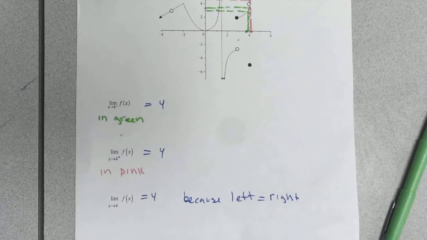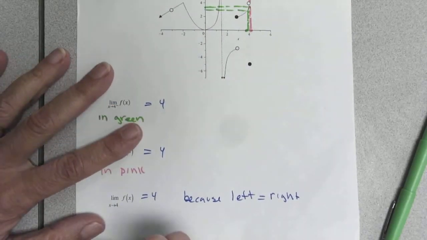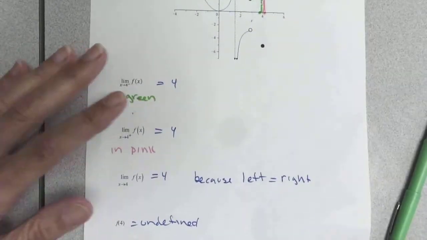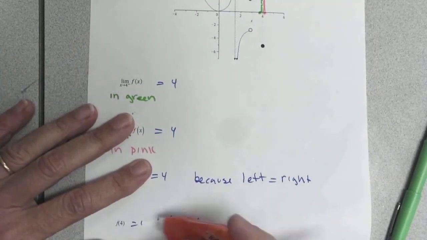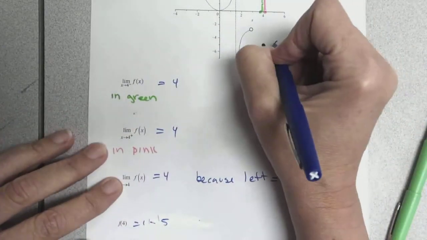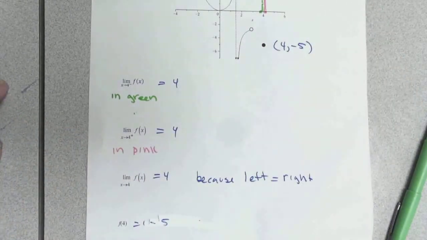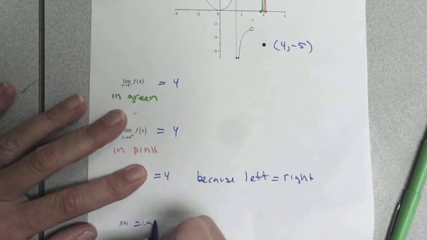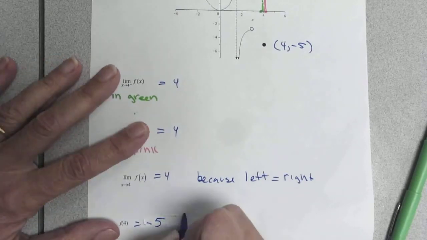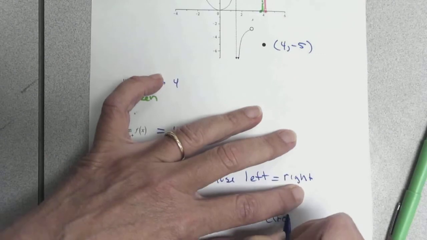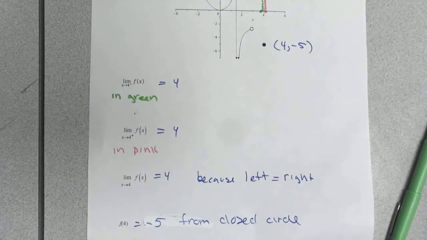Now functional value here, undefined. Oh no, not undefined, excuse me. My functional value here is going to be -5, from this point here that I have a closed circle, (4, -5). Let's see if we can make that so it's readable. So f of 4 equals -5 from the closed circle. And that's where we will end this video.